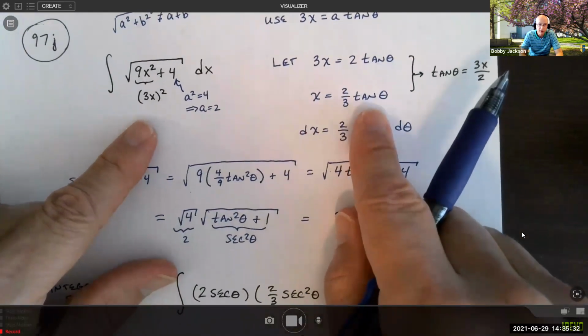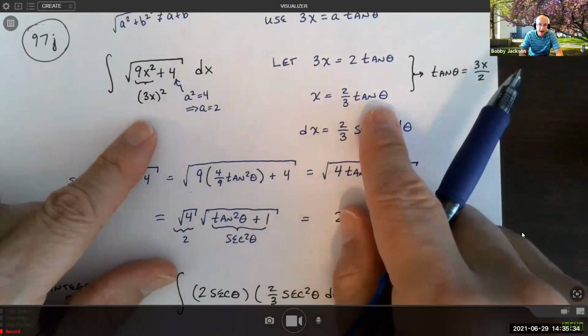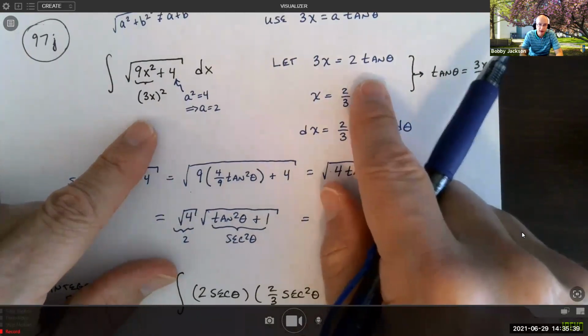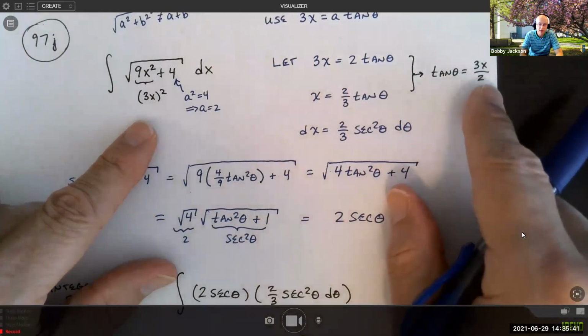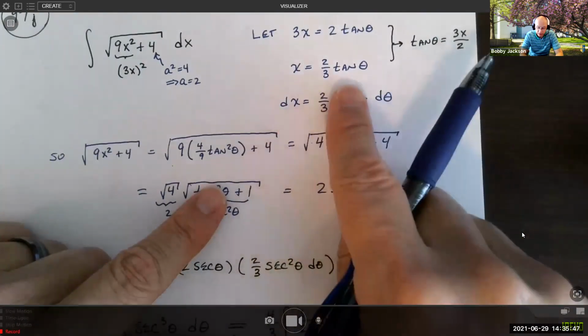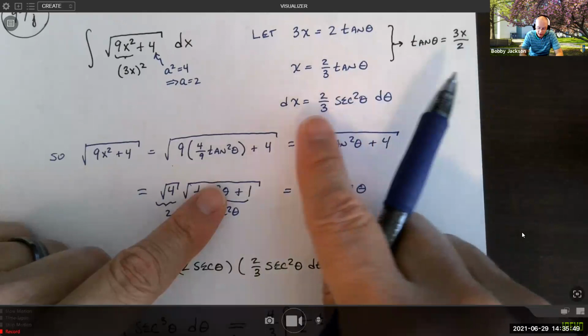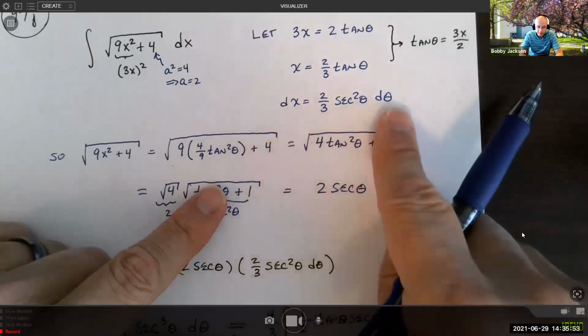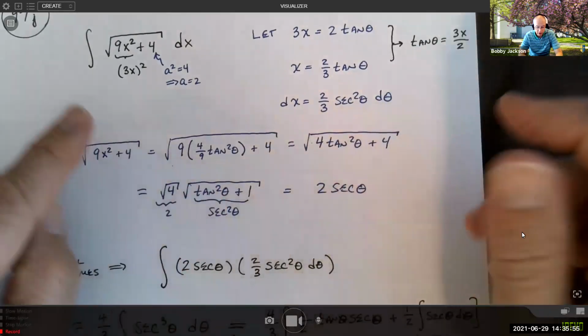Later on, I want to know what tangent theta is actually equal to. So obviously, if I divide this equation instead by 2, I get tangent theta is 3x divided by 2, or 3/2 x. With the x, I do need my dx, right? What's the derivative of tangent? It's secant squared. So dx is 2/3 secant squared theta d theta.